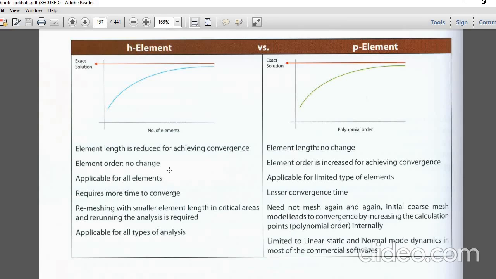H refinement is applicable for all elements. P refinement is applicable for only limited types of elements. H refinement requires more time to converge. P refinement requires less time for convergence. H refinement is applicable to all types of analysis, whereas P refinement is limited to linear static or normal mode dynamics in most commercial software. So you have to differentiate what is meant by H and P refinement for 6 marks.